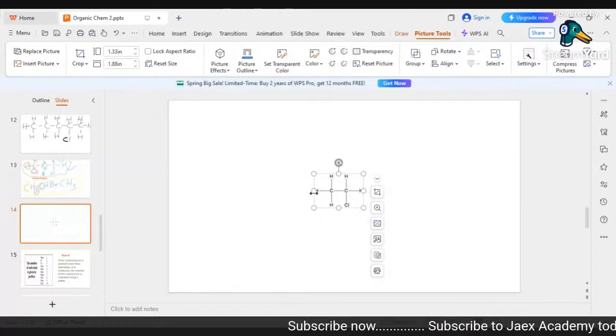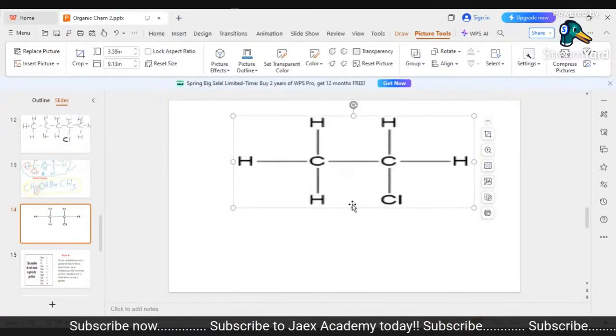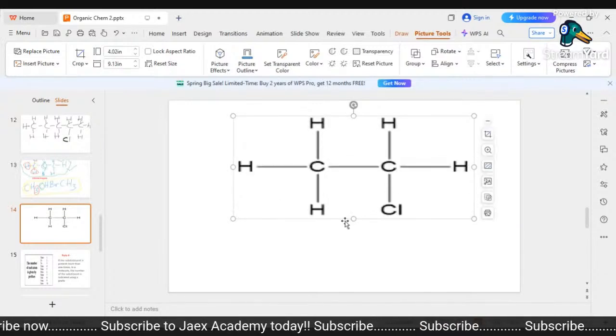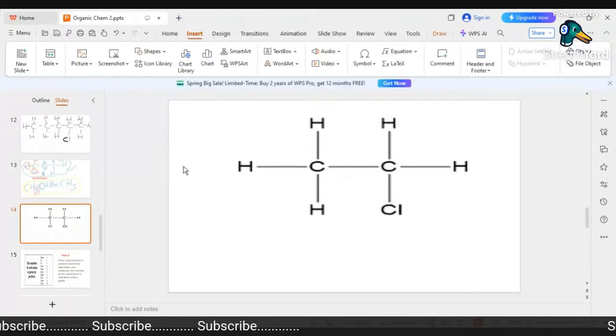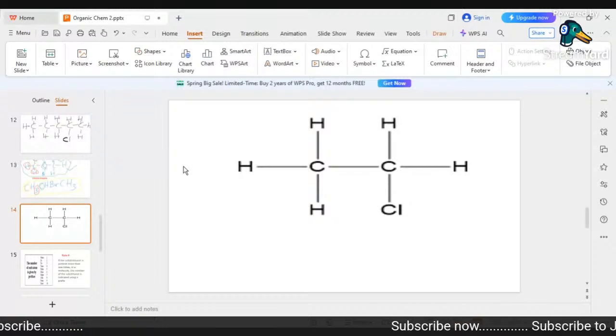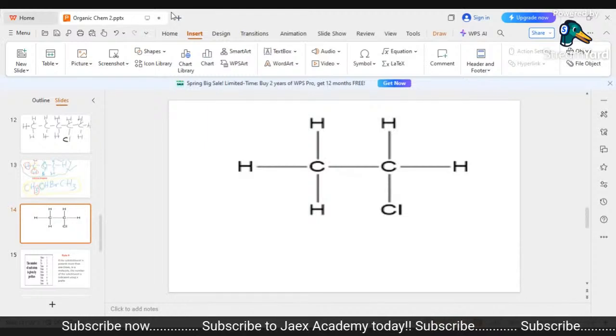Watch your screen. Give me the compressed formula for this guy and give me the name. Name it correctly. Give me the name of the compound.